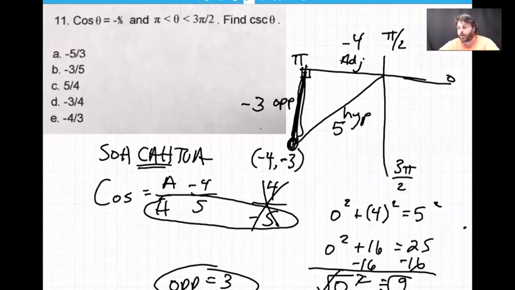Okay, now all we got to do is answer the question. So here's our angle theta. It says, what is the cosecant? Remember, cosecant is 1 over sine. So all you got to do is find the sine and flip it upside down.